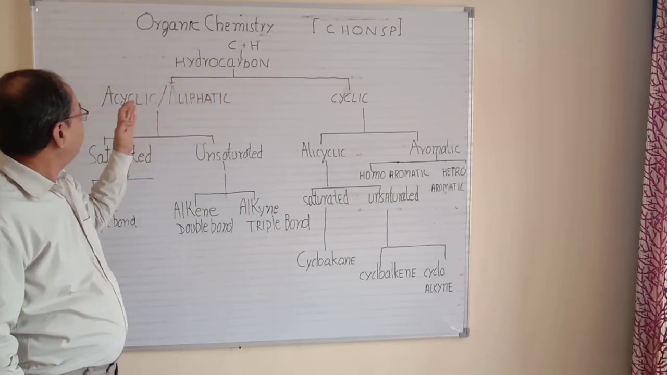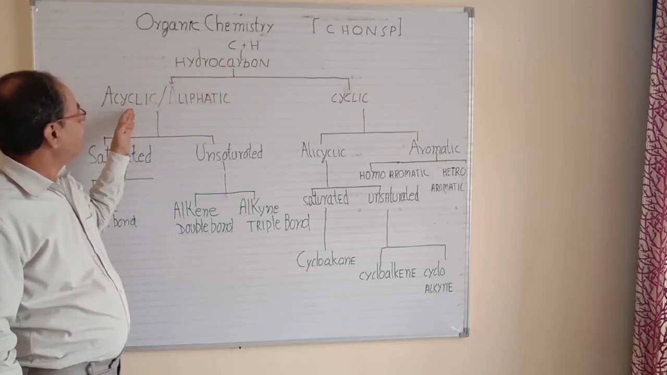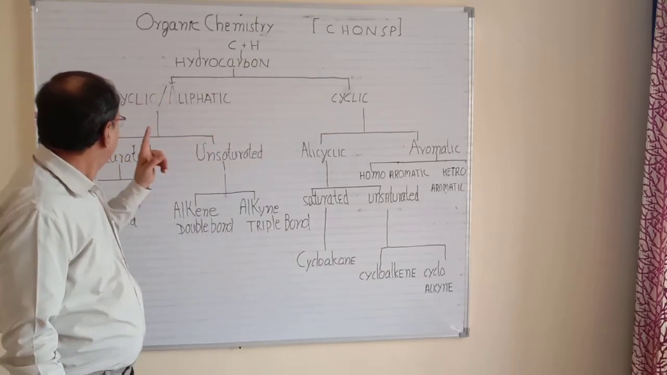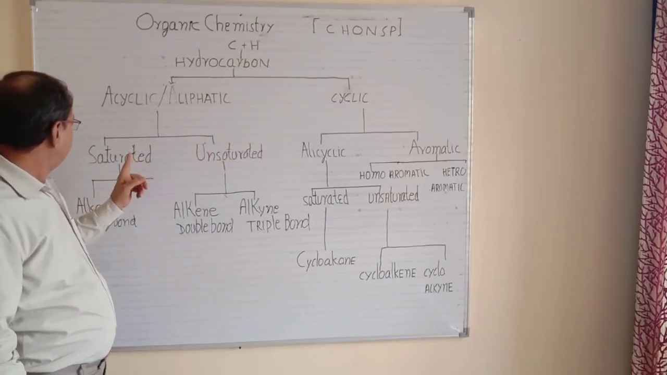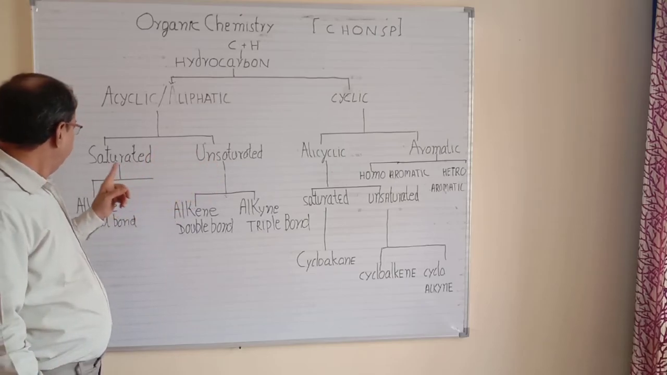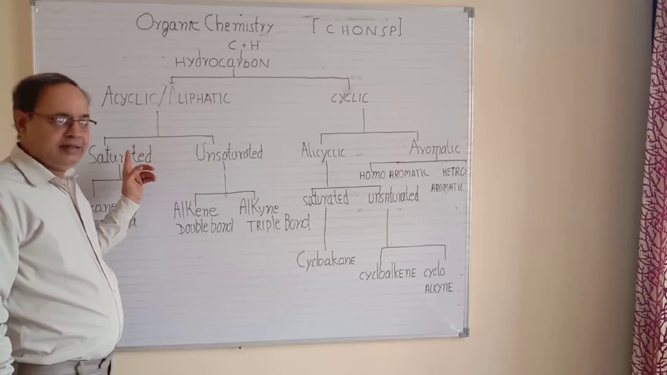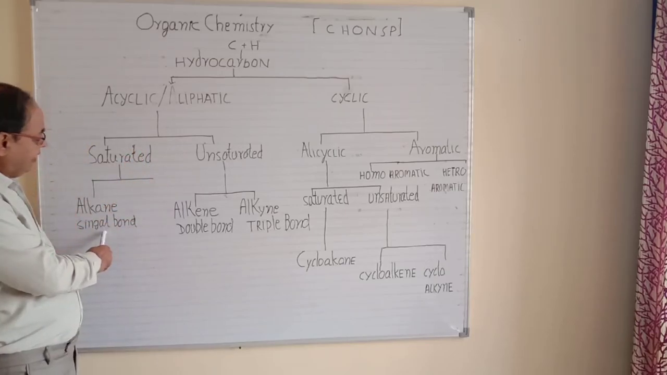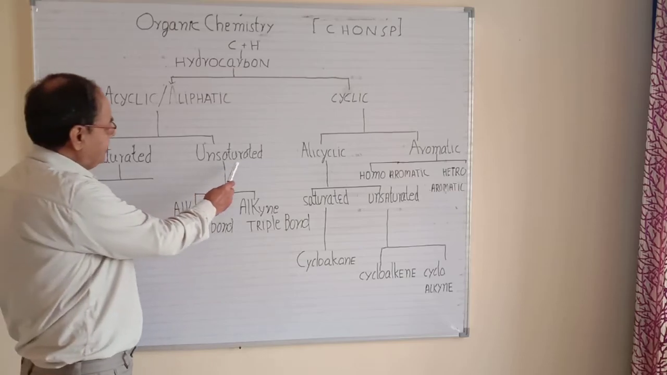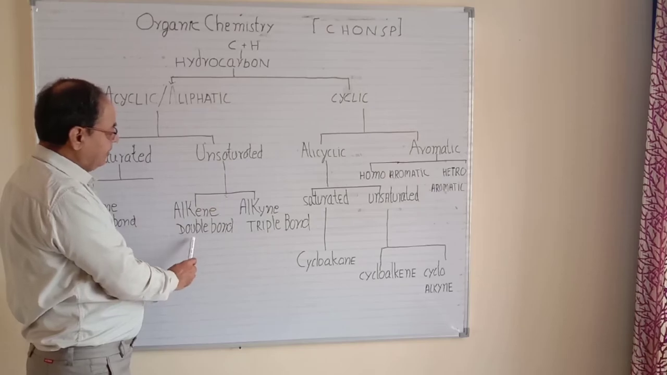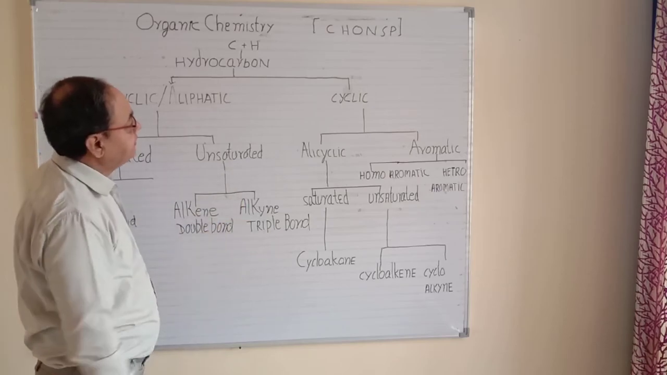Now hydrocarbon is divided into two parts. One is acyclic or aliphatic, and one is cyclic. Now acyclic has again two parts, one is saturated and one is unsaturated. You might have been exposed to this in 10th class also. Saturated has one part, which is alkane. Alkane has a single bond, while unsaturated has two parts, which are alkene and alkyne. Alkene has a double bond while alkyne has a triple bond.